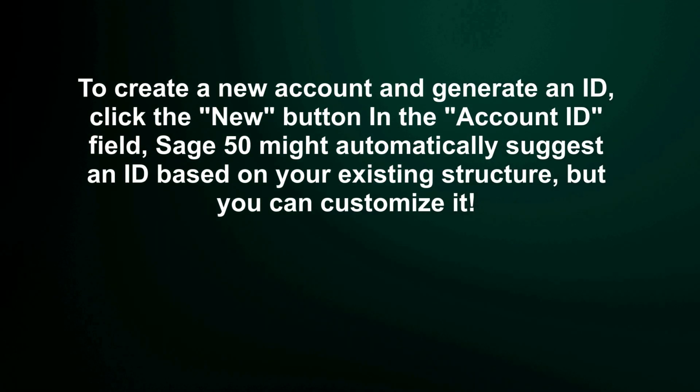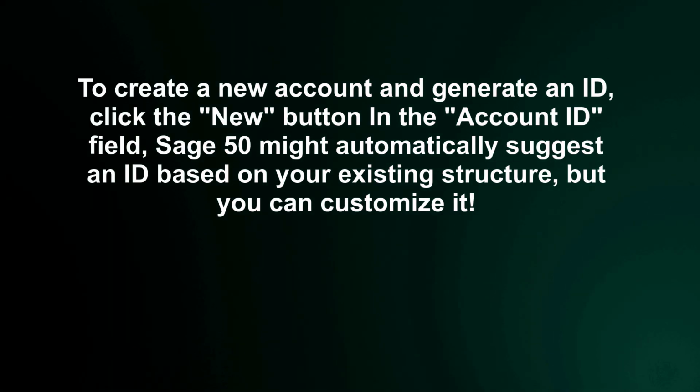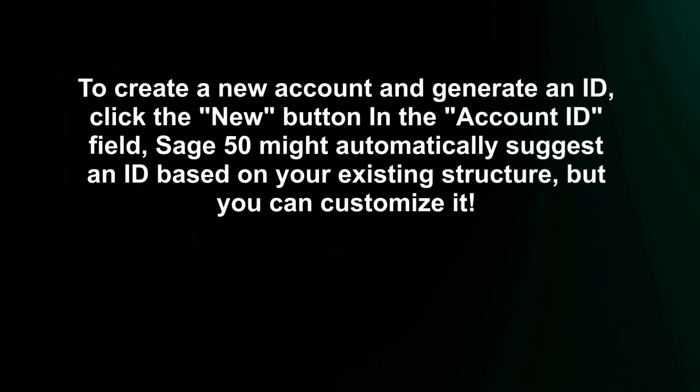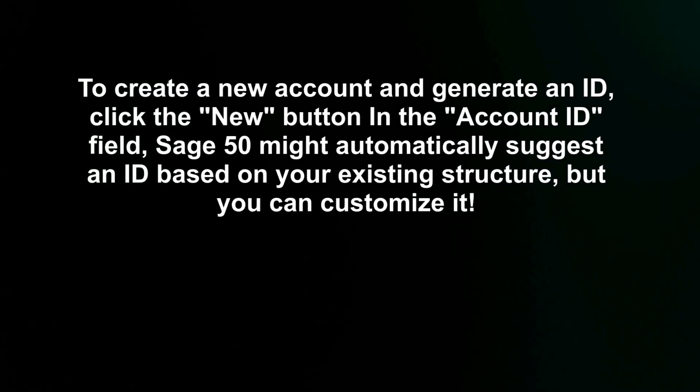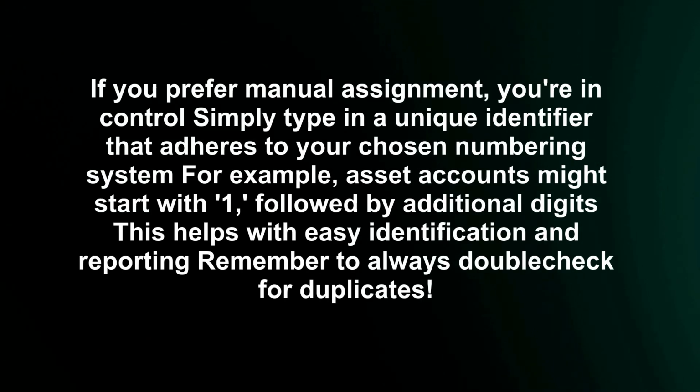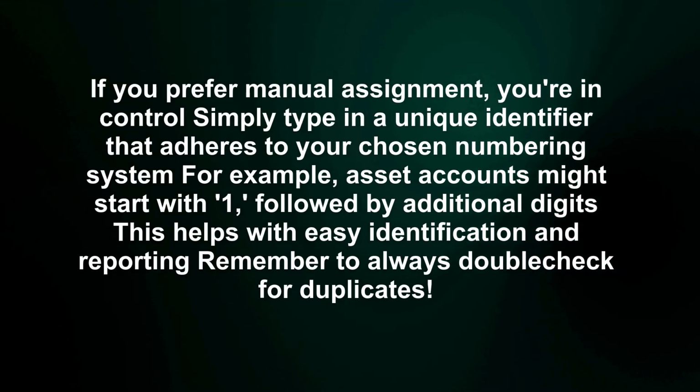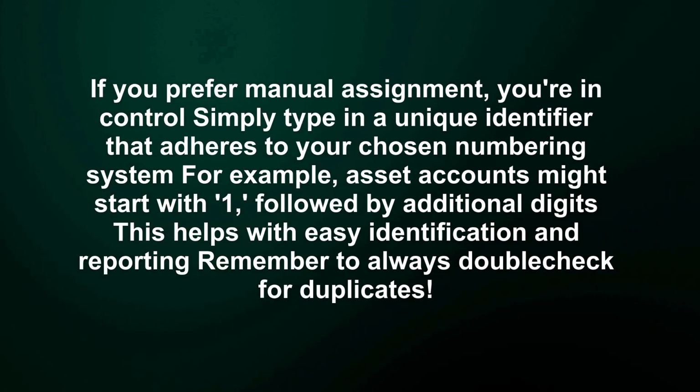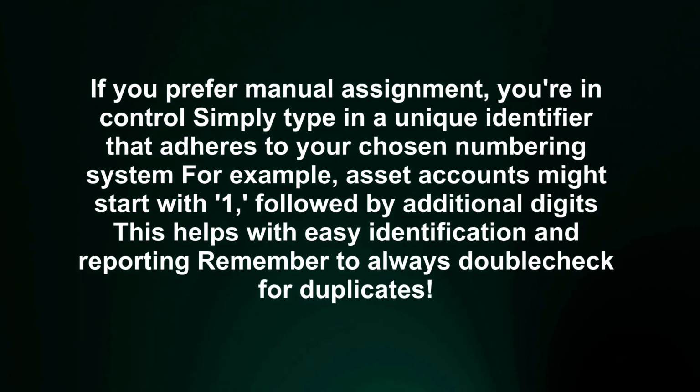To create a new account and generate an ID, click the New button in the Account ID field. Sage 50 might automatically suggest an ID based on your existing structure, but you can customize it. If you prefer manual assignment, you're in control. Simply type in a unique identifier that adheres to your chosen numbering system.